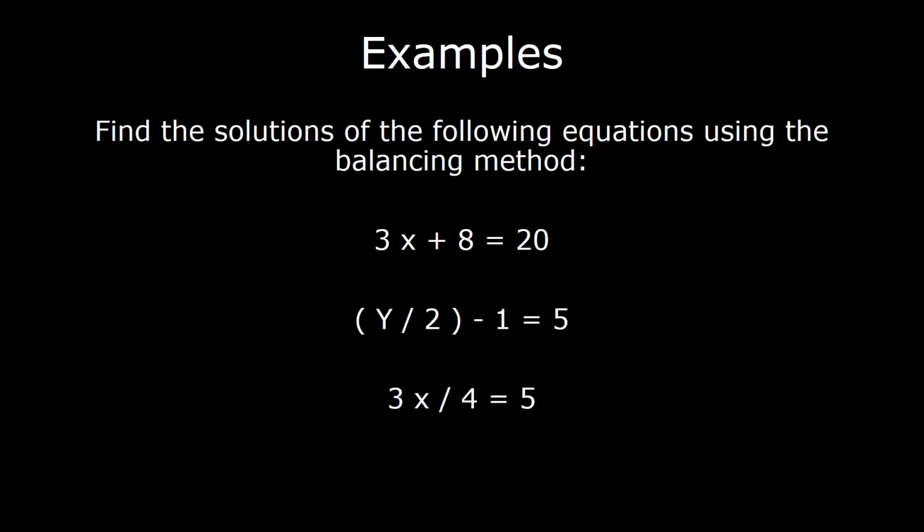The LHS would become y upon 2 minus 1 plus 1 equals to y upon 2. The RHS would become 5 plus 1 equals to 6. So we have now changed our equation to y upon 2 equals to 6. How do we get rid of the 2 in the denominator in the LHS?